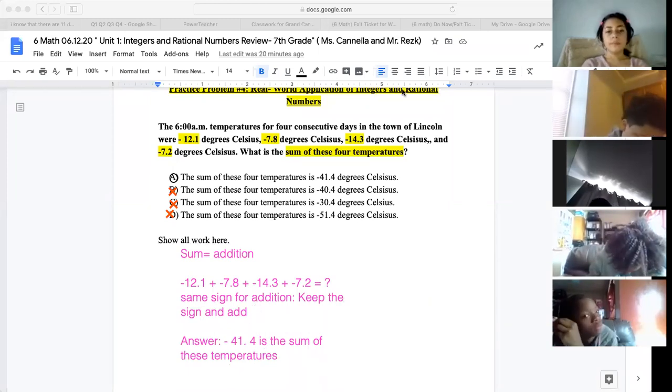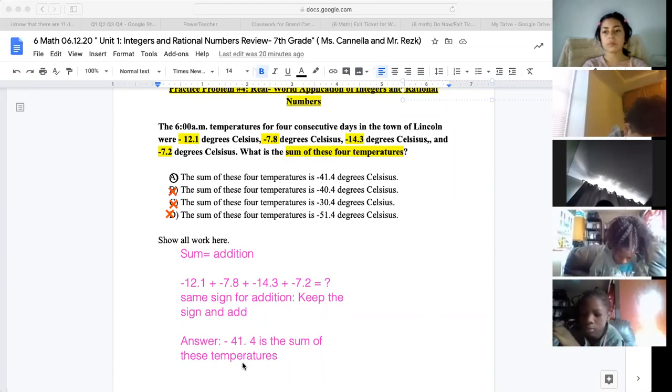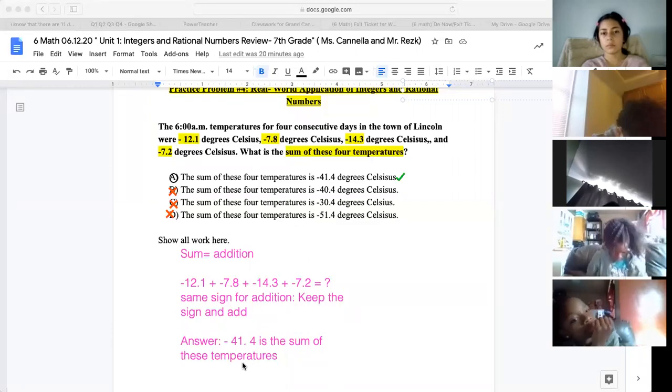So the sum is going to be choice A, negative 41.4. At the bottom of your paper, you're going to write on the first blank, negative 41.4, answer choice A. So at the bottom of page 4, you're going to put negative 41.4, and you're going to write choice A as an apple. Questions? No.